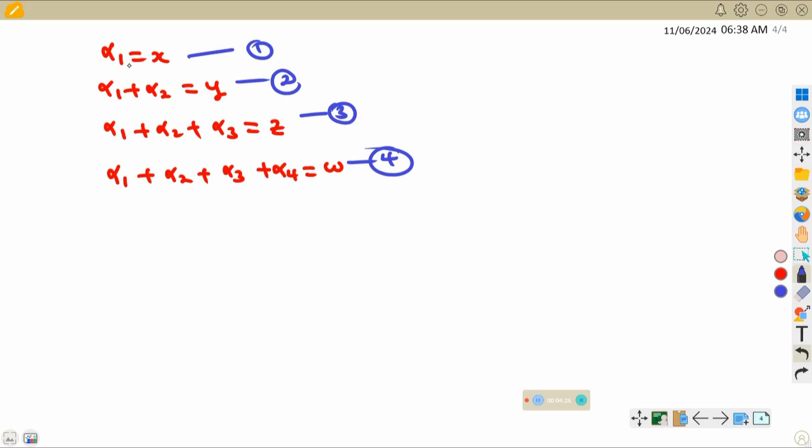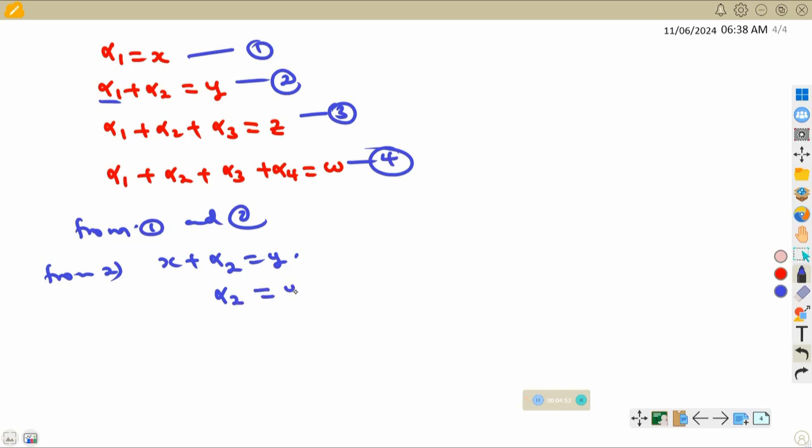So from 1 and 2, we can easily see that alpha 1 is x. So from 2, we can say that x plus alpha 2, where there is alpha 1 plus alpha 2, is equal to y. So in other words, our alpha 2 is y minus x.